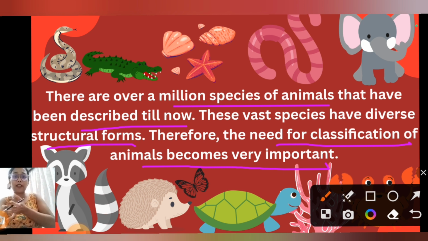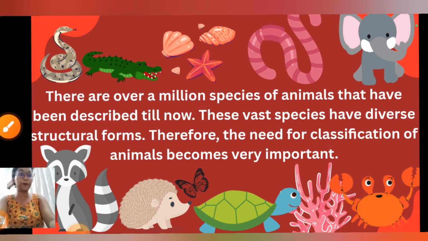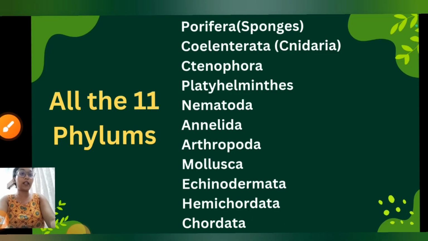Some are terrestrial animals, some are aquatic animals, some have different body structure, some have cellular structure, some have tissue level of organization, like that. We are going to see the levels of organization, whether they have a body cavity or not, whether they are symmetrical or asymmetrical. Like that we are going to study in this chapter. Okay, understood? So moving on to the slide.